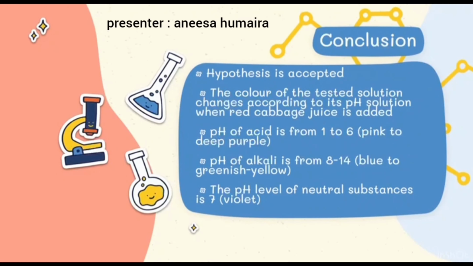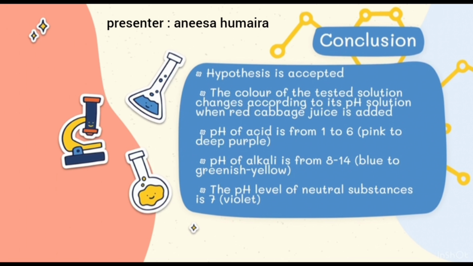From the experiment, we can conclude that the hypothesis is accepted. When red cabbage juice is added to a solution, the color of the solution will change according to its pH level. This is because when the red cabbage juice indicator is poured into a test substance, its hydrogen ion concentration changes, causing the indicator to change its color.